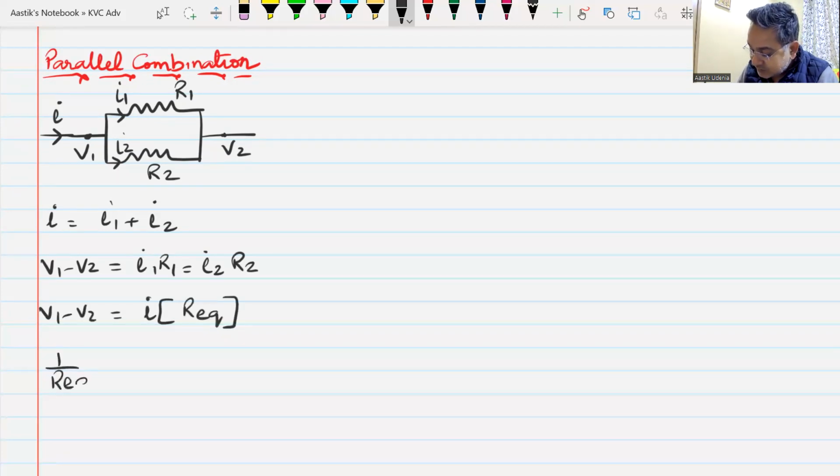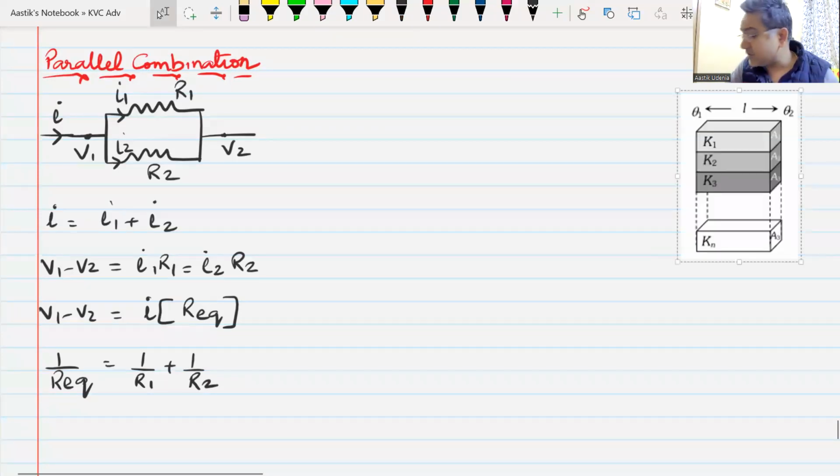R equivalent is equal to 1 by R1 plus 1 by R2. Anyone understands this? Yes, sir. Now, similarly, you can have the parallel combination of a number of slabs. For this parallel combination to work, the length of the slabs has to be the same. Otherwise, it becomes a problem. We understand this, no? The length of the slabs has to be the same, and they must have the same temperature difference across them. So, the parallel combination will look something like this.